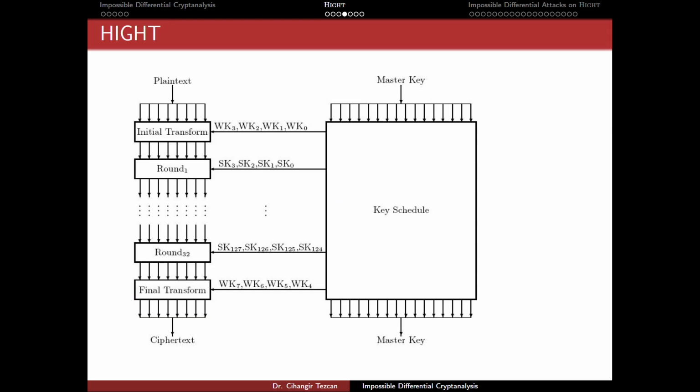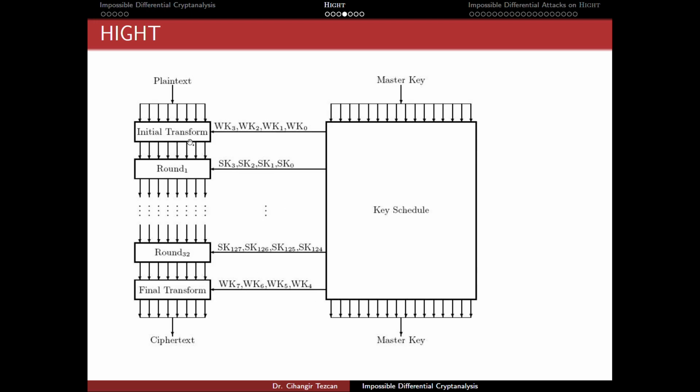So let's look at the structure of the Hight block cipher. We have the master key, and from this master key, using the key schedule algorithm, we will be generating whitening keys. All of the terms here are bytes, so there are 4 bytes here and 4 bytes here and so on. So we will be generating whitening keys, sub keys, and then whitening keys again.